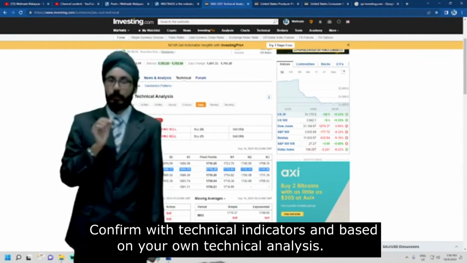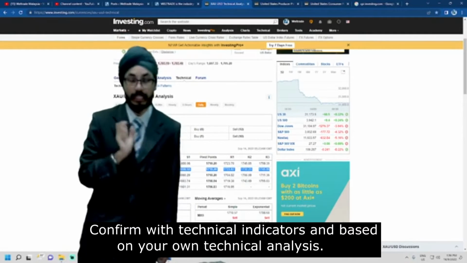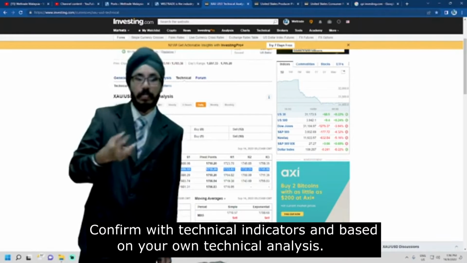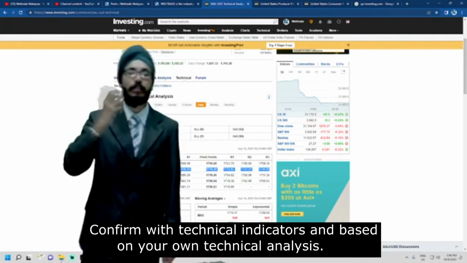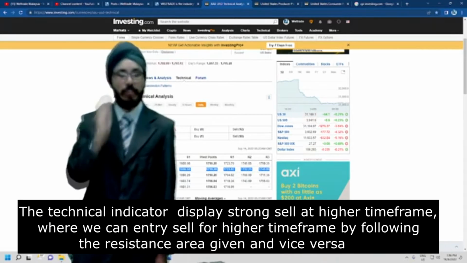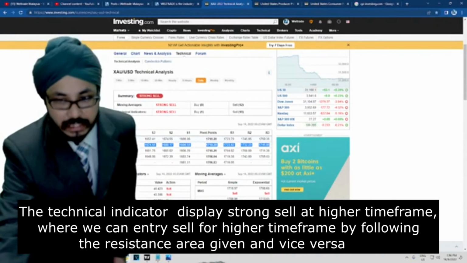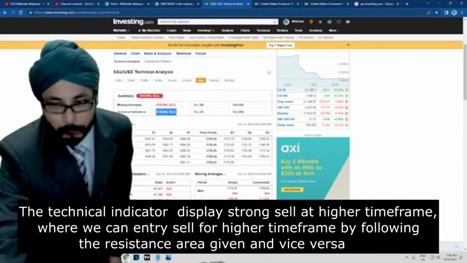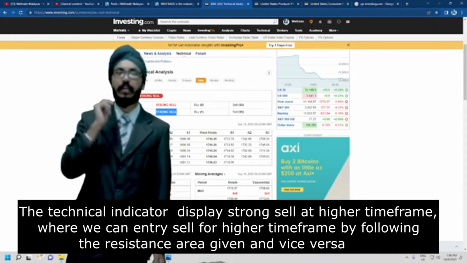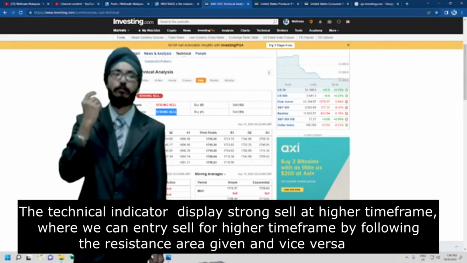However, these support points and resistance points have to be confirmed with the technical indicators. So if you are using your own technical analysis, you can confirm these support as well as resistance points. As we could see over here, our technical indicators at the daily is a strong sell. If it is a strong sell, then it's likely we will have to wait at the resistance point in order to place our sell.